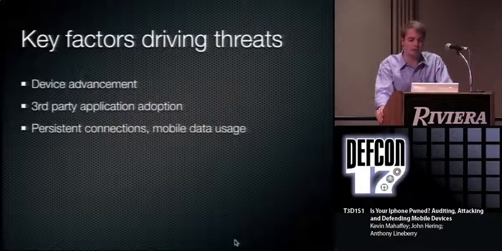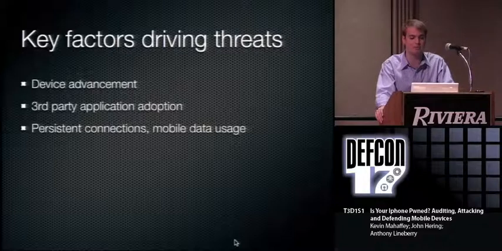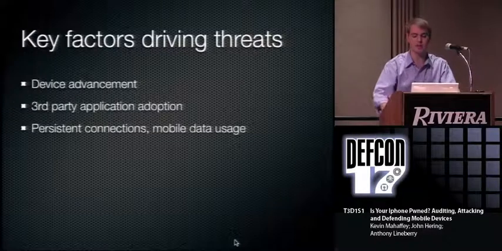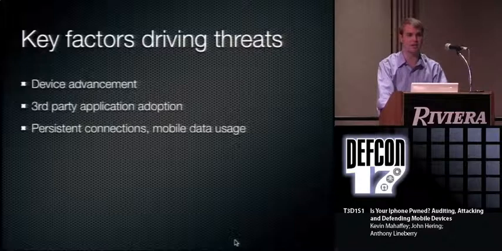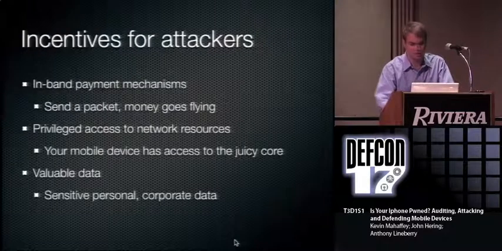So what are the key factors driving the threats? Device advancement, I would say, is the number 1. Third-party application adoption. I mean, we saw this on the desktop in the 90s with the shareware movement and malware and spyware starting to piggyback on applications as they were downloaded. Persistent connections and mobile data usage. Data usage is absolutely skyrocketing. I just read a study, I believe, that by 2012, we'll be using the same amount of data on mobile networks as in 2008 on wired networks. If that gives you an idea of how much data will be flowing over mobile networks, it's pretty staggering in just a short period of time.